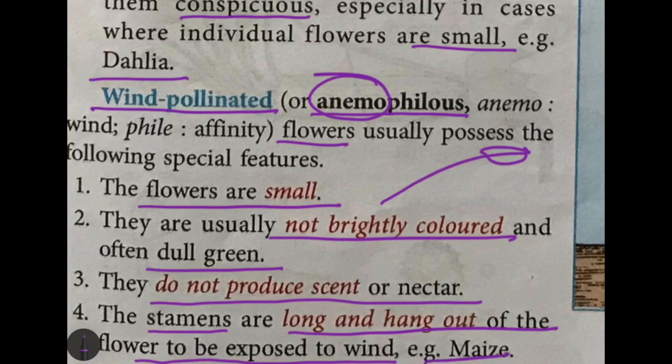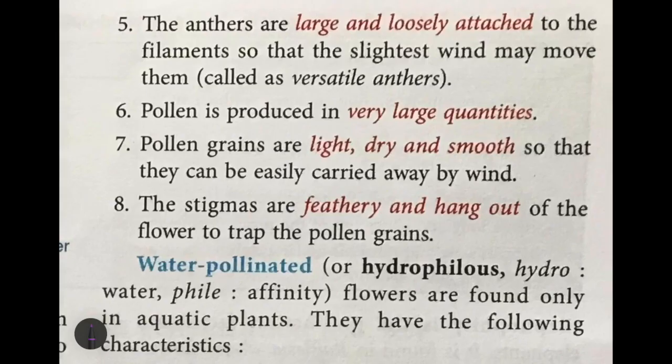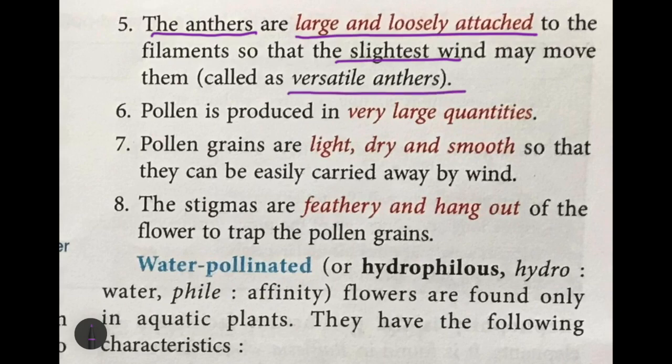Example, maize. Another thing, the anthers, which contain the pollen grains, are large and they are loosely attached to the filament so that the slightest wind will move them. This type of anther is known as versatile anthers. Versatile means easily movable. Pollen grains must be produced in very large quantities because we do not know whether the pollen will reach the right species of the plant or not.